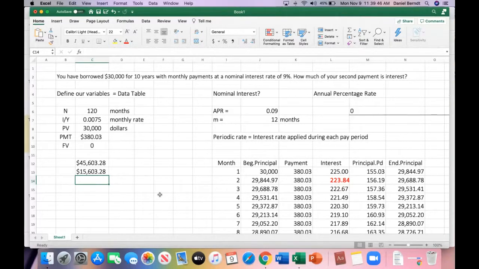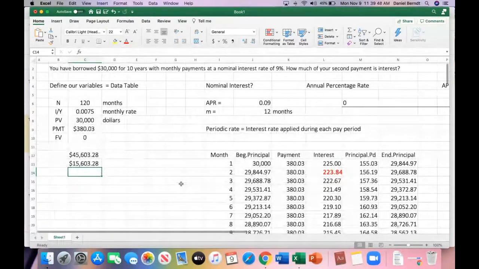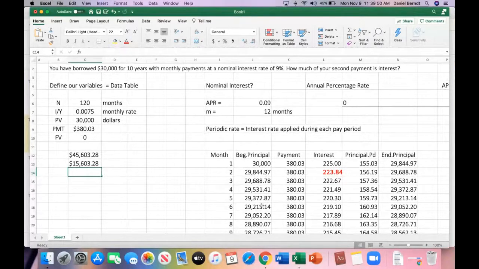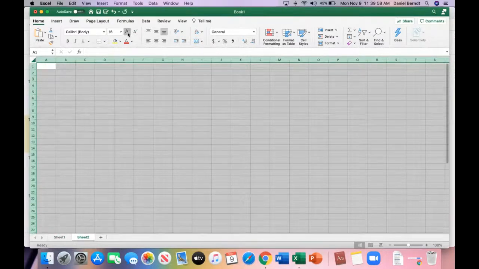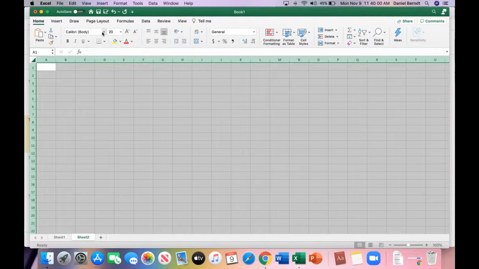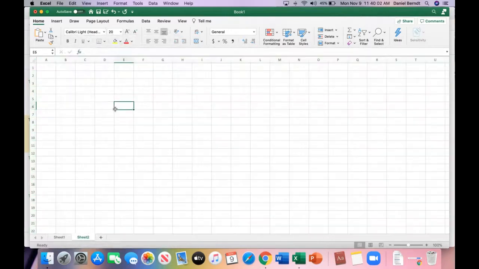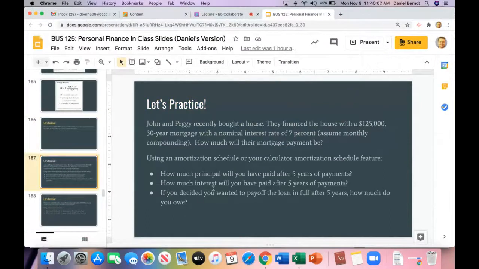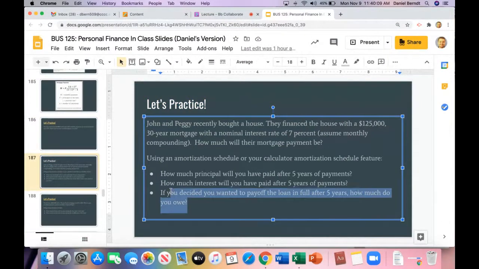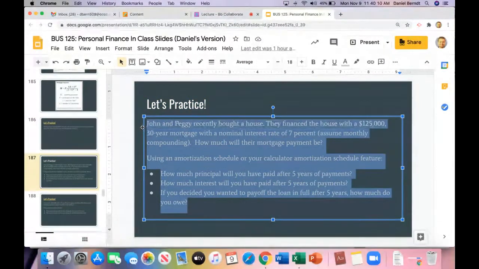Pretty neat, huh? Okay, well, let's try to get another practice problem in. So all I'm gonna do is click this little plus symbol down here and open a new workbook. Let's just go ahead and make that bigger. All right, and here's another problem. This is very similar to the ones you're gonna see on your little homework quiz.